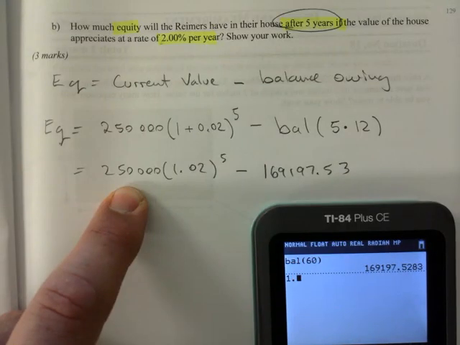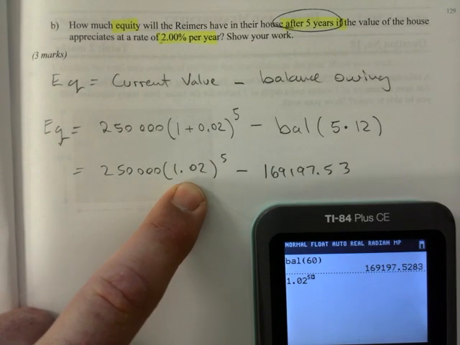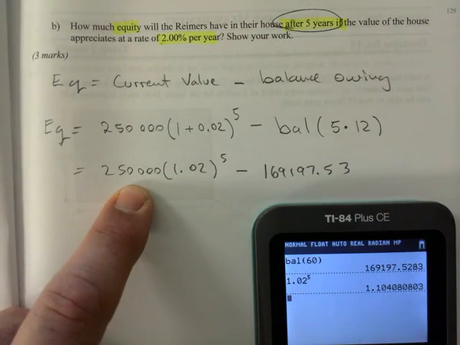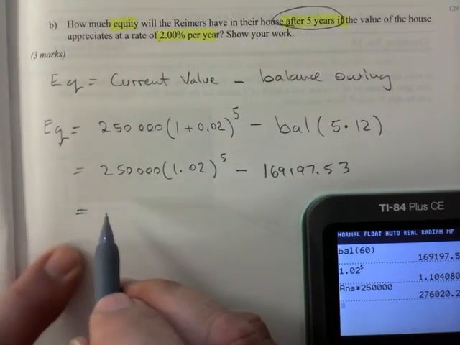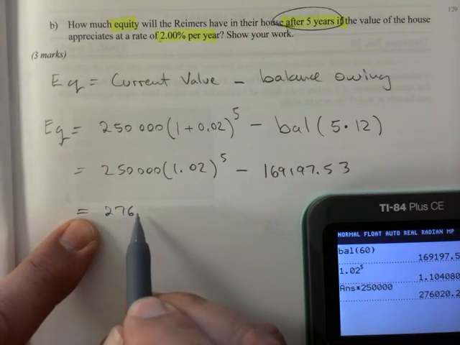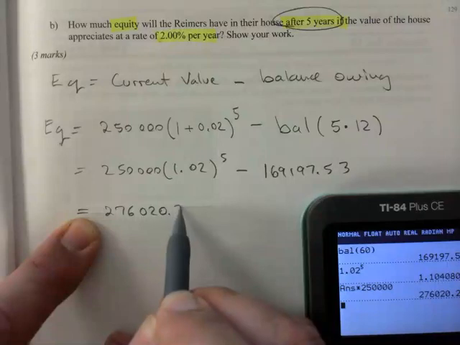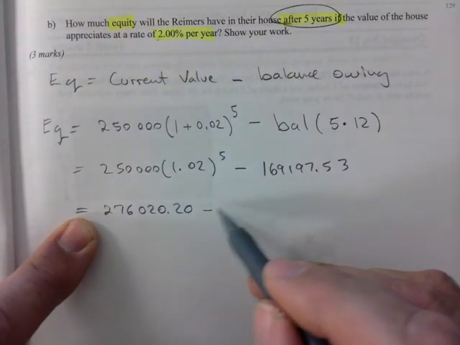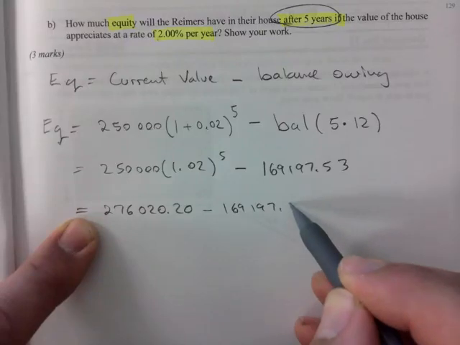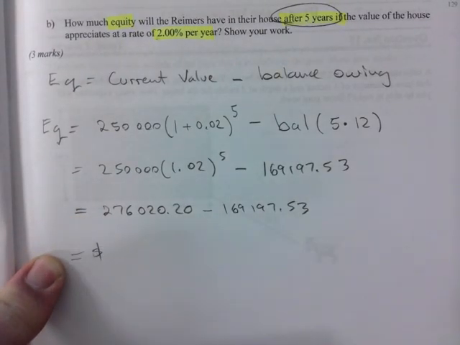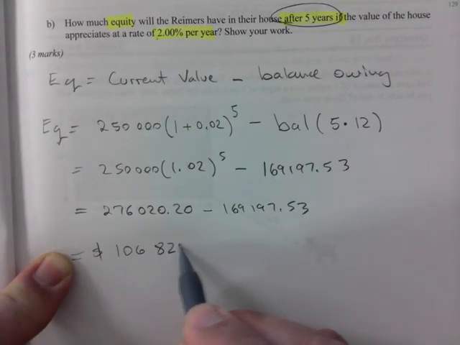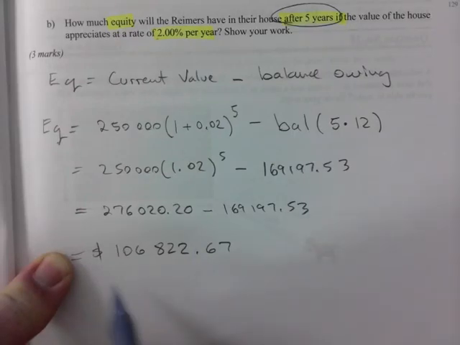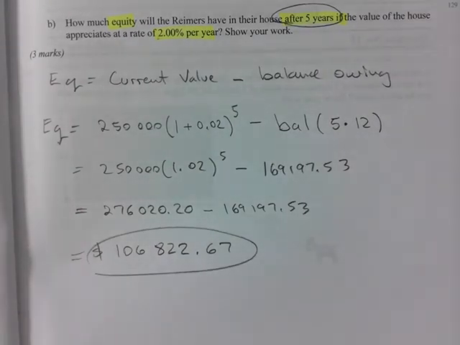Some of you like to do the 1.02 to the power of 5 first. Nothing wrong with that. Then you multiply it by 250,000. You take the value of the home, not the 225 that you borrowed, okay? So that's 276,020.20 minus 169,197.53. When you subtract that, you get 106,822.67.